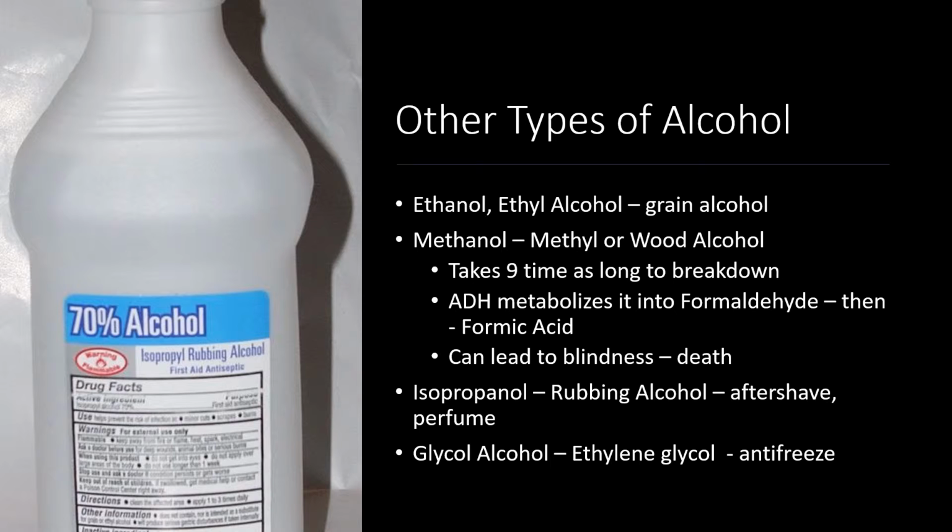It's important to remember when we talk about alcohol here, we are always talking about ethanol or ethyl alcohol, grain alcohol. There are other types which are not suitable for human consumption. Methanol, methyl or wood alcohol, takes 9 times as long to break down as ethyl alcohol. The alcohol dehydrogenase enzyme metabolizes methyl alcohol into formaldehyde and then into formic acid. Drinking methyl or wood alcohol can lead to blindness and even death. Also, isopropyl or rubbing alcohol found in aftershaves or perfume, and glycol alcohol, ethylene glycol, antifreeze, are sometimes consumed by alcoholics who are unable to get their hands on ethyl alcohol. Both of these cause serious health damage if consumed.